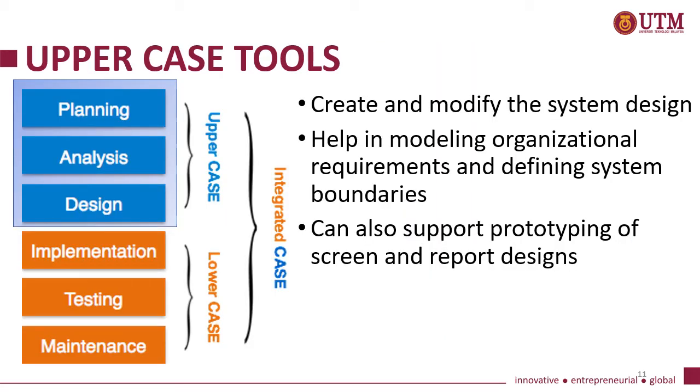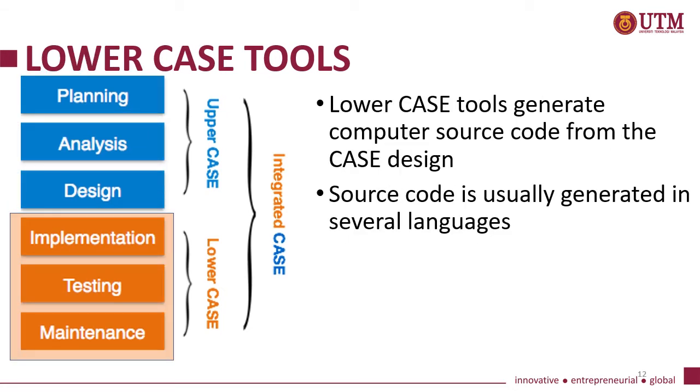Now we focus on the upper CASE tools. Why is it important? It is important in order to create and modify the system design. It also helps in modeling organizational requirements and defining system boundaries. Besides that, it can also support prototyping of screen and report design. As for lower CASE tools, they are important in order to generate computer source code from the CASE design, and the source code is usually generated in several languages.